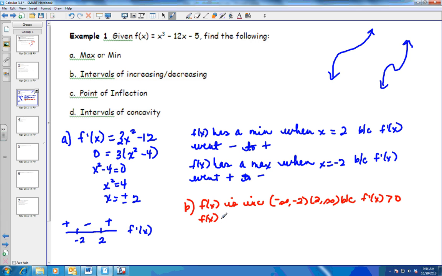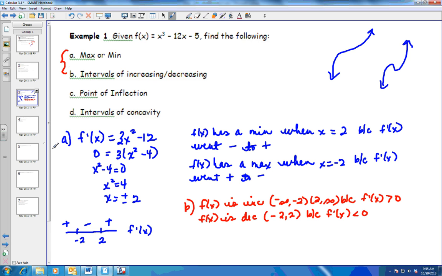F of x is decreasing where my first derivative is negative. So that's going to be from negative 2 to 2 because f prime of x is less than 0 or is negative. So parts A and B is what we've been doing, nothing new. Okay, now we're going to do part C.